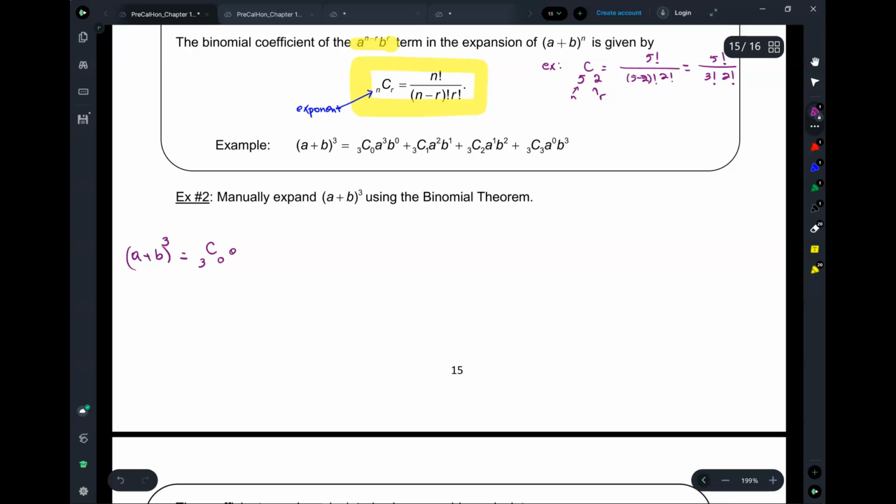So it's going to be a cubed b to the 0 plus C3,1 a squared b to the 1 plus C3,2 ab squared plus C3,3. Do you see how the 3 is always staying the same and then the 2 is just increasing? So that's how you know when to stop: when these two are the same number. C3,3 a to the 0, b cubed.